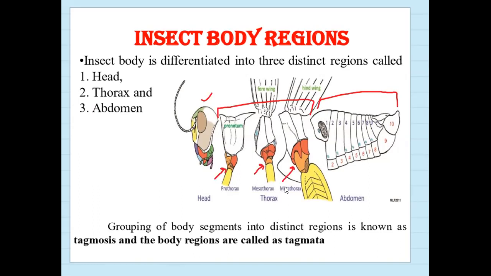Grouping of body segments into distinct regions is known as tagmosis. This is a term, tagmosis. Tagmosis means grouping of the body into different segments. Segments means tagmata. Different tagmata make up the body of the insect, and this is known as tagmosis.